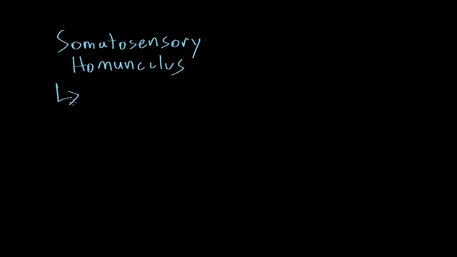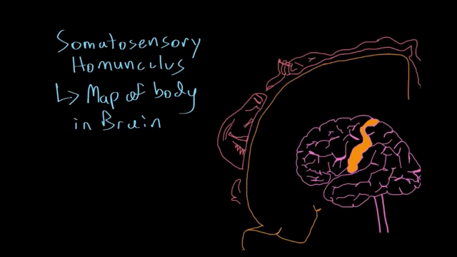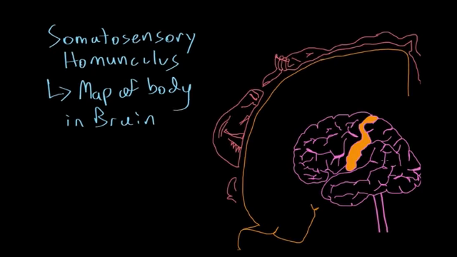The somatosensory homunculus is basically a map of your body in your brain. And let me go into this because it is a little bit confusing conceptually at first. So what I've drawn over here is a picture of the brain. Let's just focus in on this pink area over here.